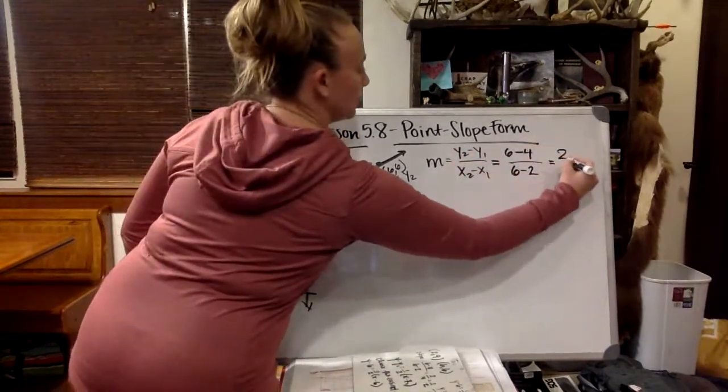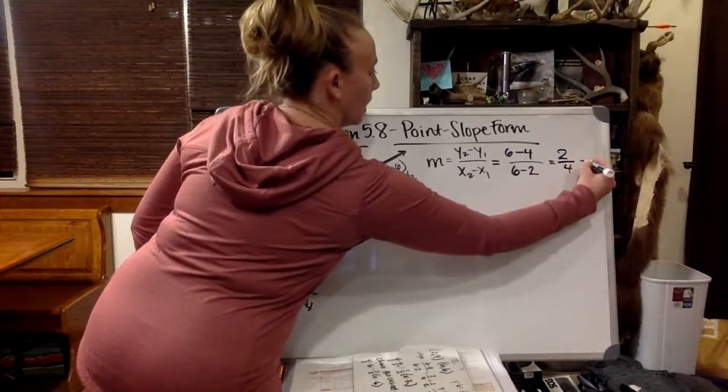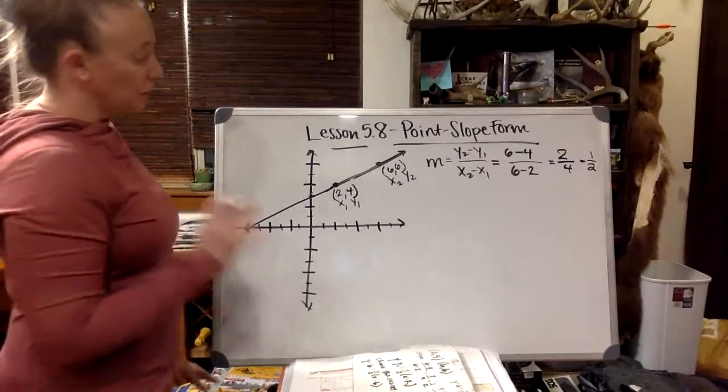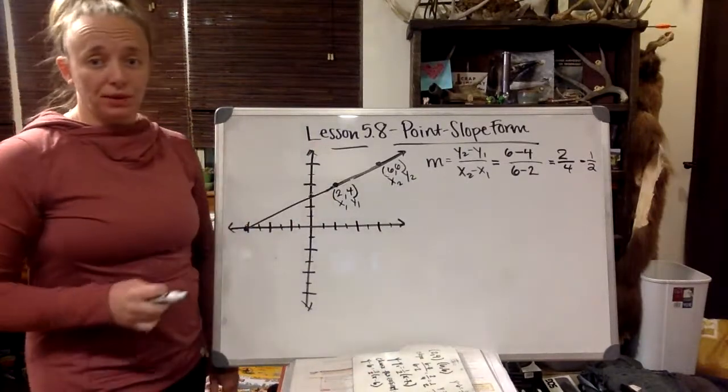6 minus 4 is 2. 6 minus 2 is 4. So I get 1/2 for my slope. Cool, done. My slope is 1/2. And I have 2 different points that I can choose from.